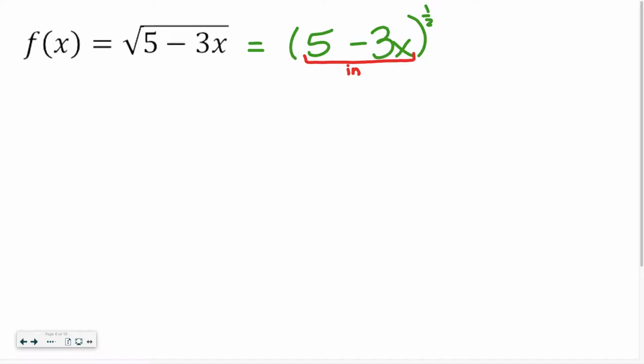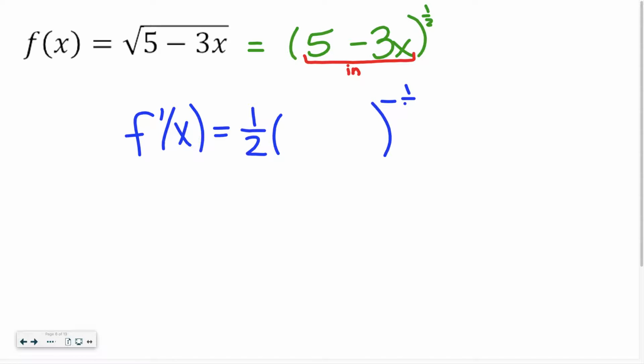Okay, so what we can do for our derivative, our outside function is something to the 1/2 power. Well, we know if we have that 1/2 power, we can use the power rule. So we're going to use the power rule where our inside remains as 5 minus 3x. So I took that power, threw it out in front, and subtracted the power by 1. Are you good with that? Then, what's the derivative of the inside? -3.